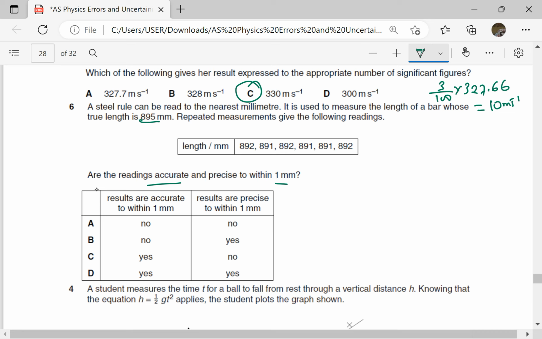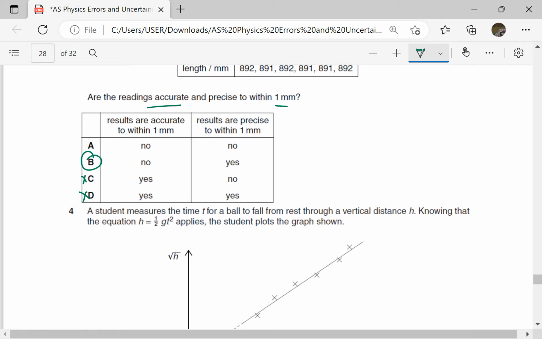Results are accurate within 1 millimeter. That is not true. They are not accurate. Then results are precise to within 1 millimeter. Let's see the range. The range is 892 minus 891, which is 1 millimeter. So that is true. So the answer is B. They are not accurate to within 1 millimeter, but they are precise to within 1 millimeter.